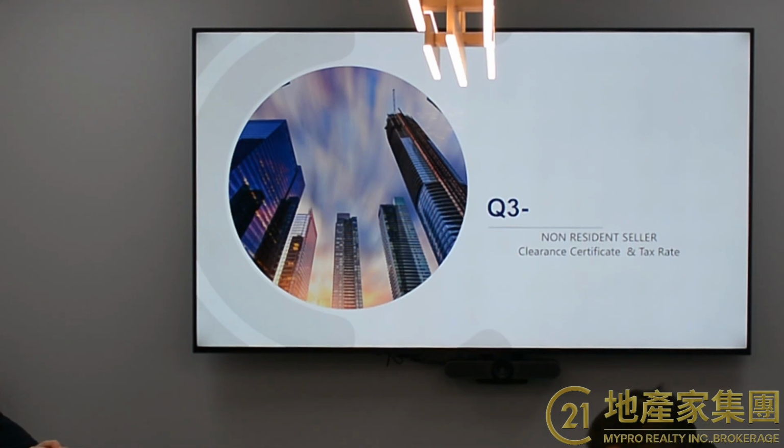Then we're talking about non-resident sellers selling property. They need to get a clearance certificate, okay? What does clearance certificate mean?